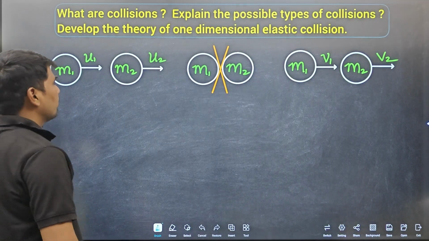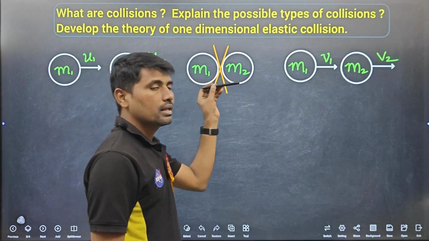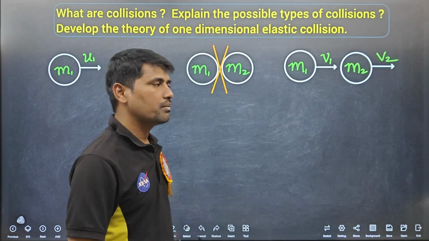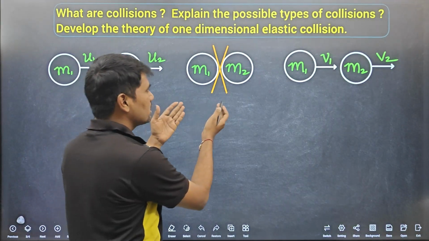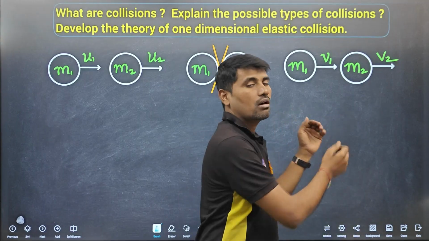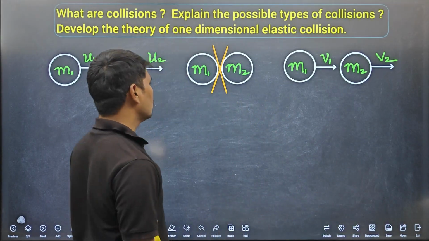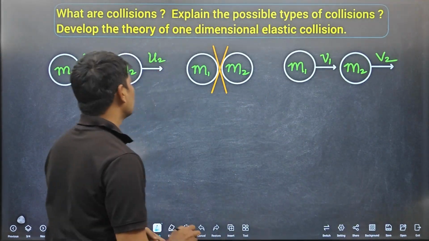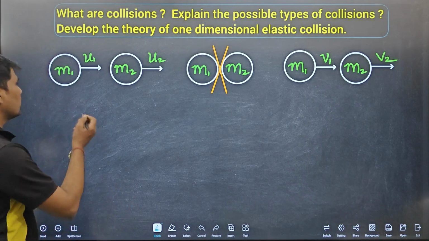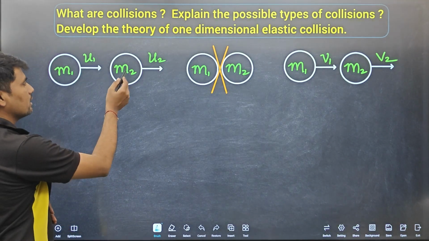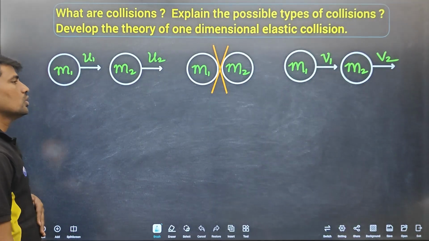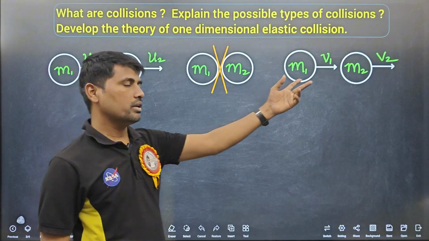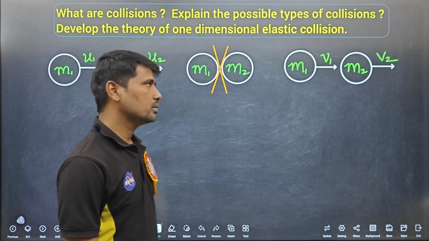One-dimensional means before collision and after collision they are moving in only one dimension. Here, this is the situation before collision, this is during collision and this is after collision. Collision mundu, collision tarvata. Here, we are considering two bodies. The first body is M1 and the second body is M2. M1 is moving with U1 and M2 is moving with U2. The initial velocities, and the corresponding final velocities are V1 and V2.